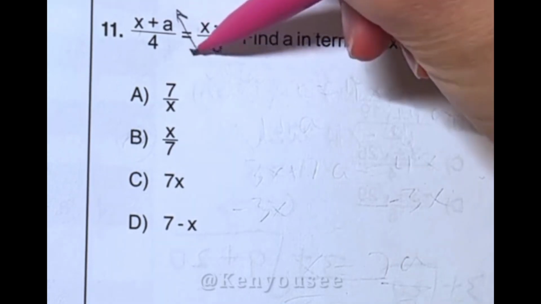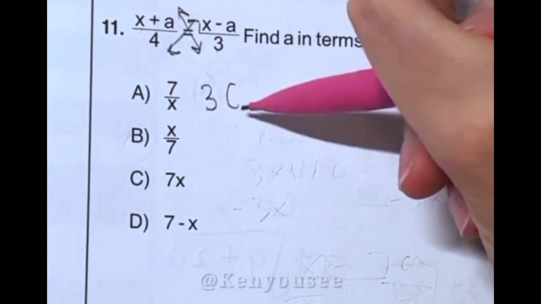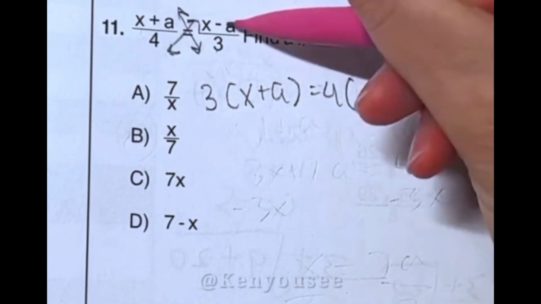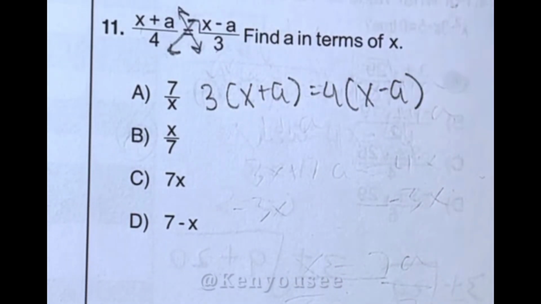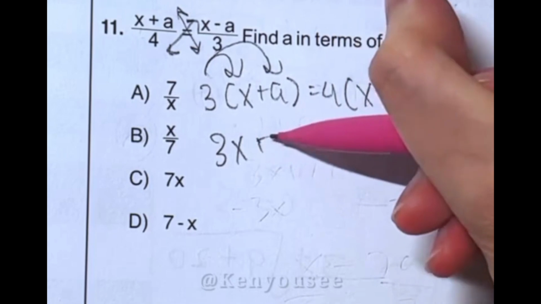So what we could do is actually cross multiply. That's going to give us 3 times (x + a) is equal to 4 times (x - a). And then from here, we just expand it and solve for x. So we distribute. 3 times x is 3x. 3 times a is 3a.